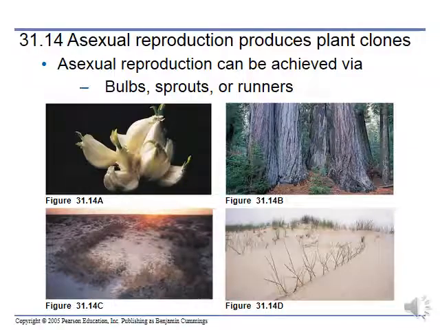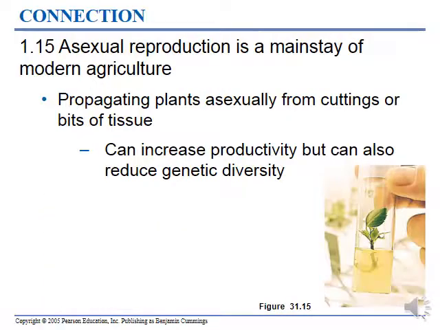Asexual reproduction produces plant clones, and that means they are genetically identical to the mother plant. And you can do it in different ways. You can have the garlic, which is a bulb. You can have sprouts off of the side. You can have runners. In this desert plant, this ring here, these are clones of the mother plant, and this one I think they think is about 12,000 years old. The ring just increases in diameter as these runners go out in this desert plant.